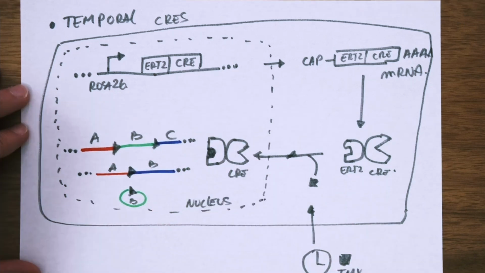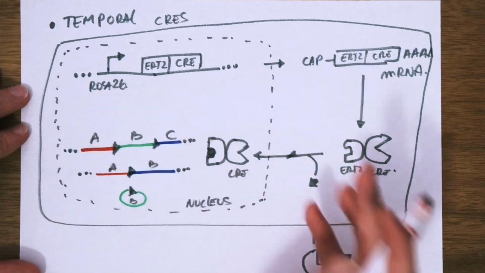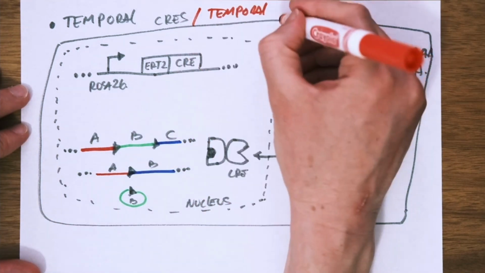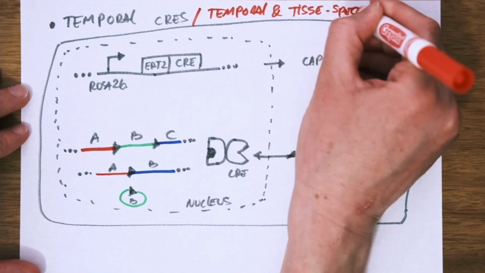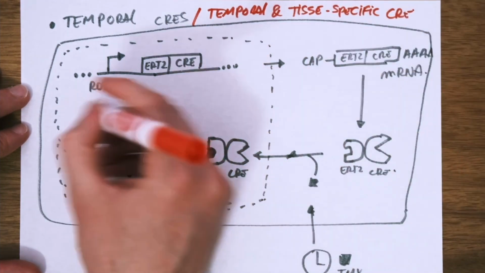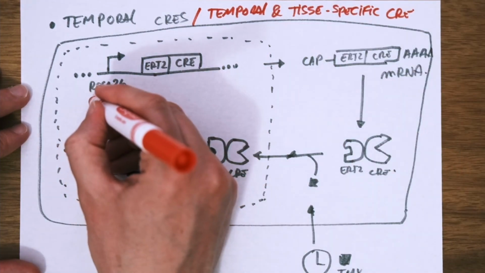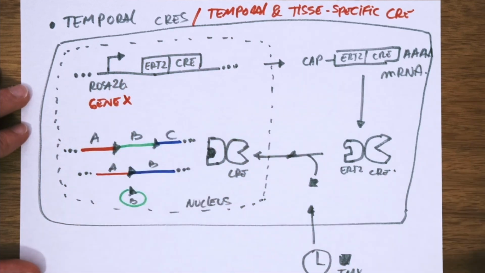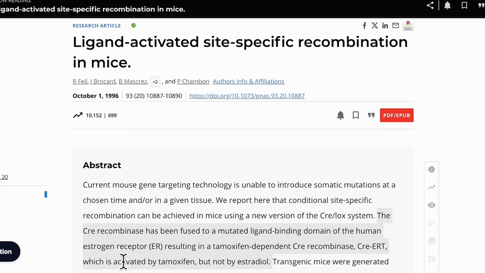As you can imagine, you can do this not only with the ROSA26 locus, but you can have both the temporal and the tissue-specific Cre, where you insert this construct in whatever gene you are interested in. Let's call it gene X. This technology is almost 35 years old, but is still probably one of the most robust. This is the original paper from PNAS that explains it in detail.